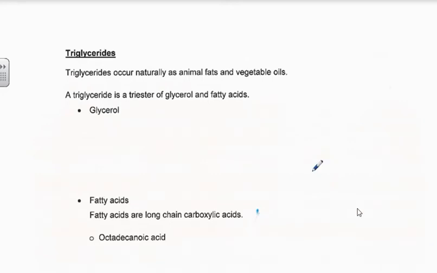Let's have a look at triglycerides. So triglycerides, basically triesters. In biology we regard these as fats, and you might remember from digestion that fats get broken down into fatty acids and glycerol. Well, that's how we'd make them up.